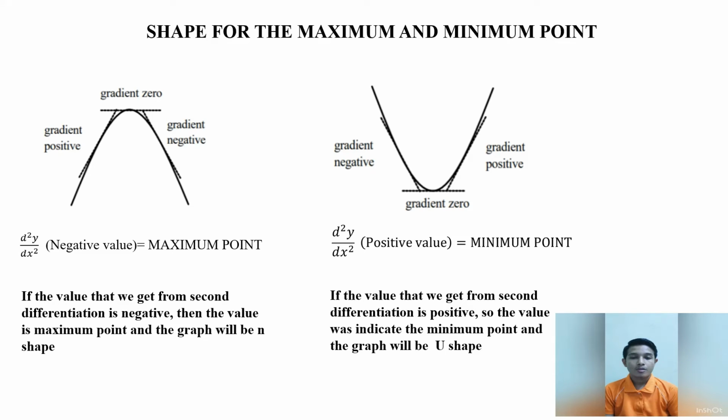If the value we get from the second differentiation is positive, the point will be a minimum point. If it is a minimum point, the shape of the graph we will get is a U shape.